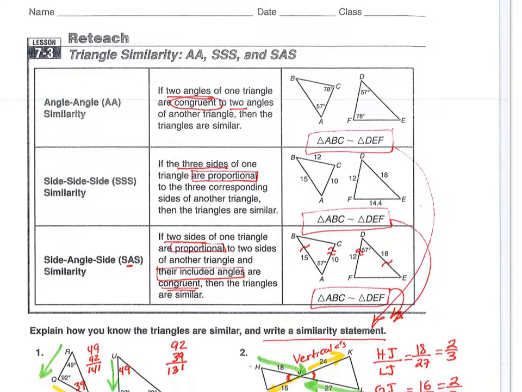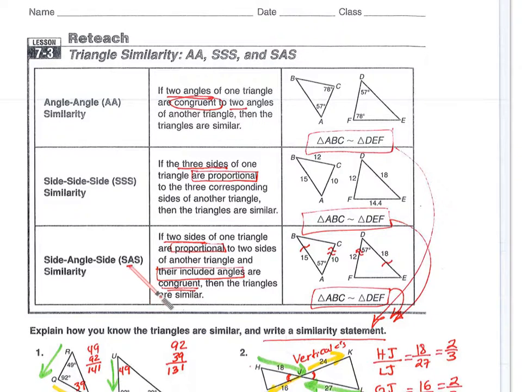The second one is side. For this one, you're going to have three sides proportional to three sides from another triangle. When you get the sides and you get the ratio and you simplify the ratio, it has to be the same ratio.